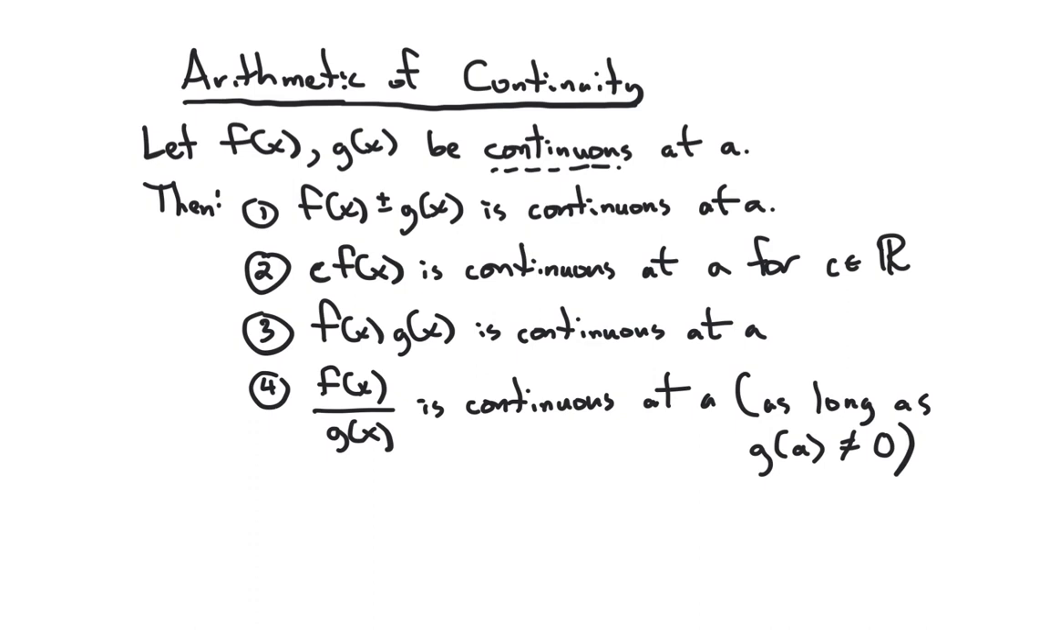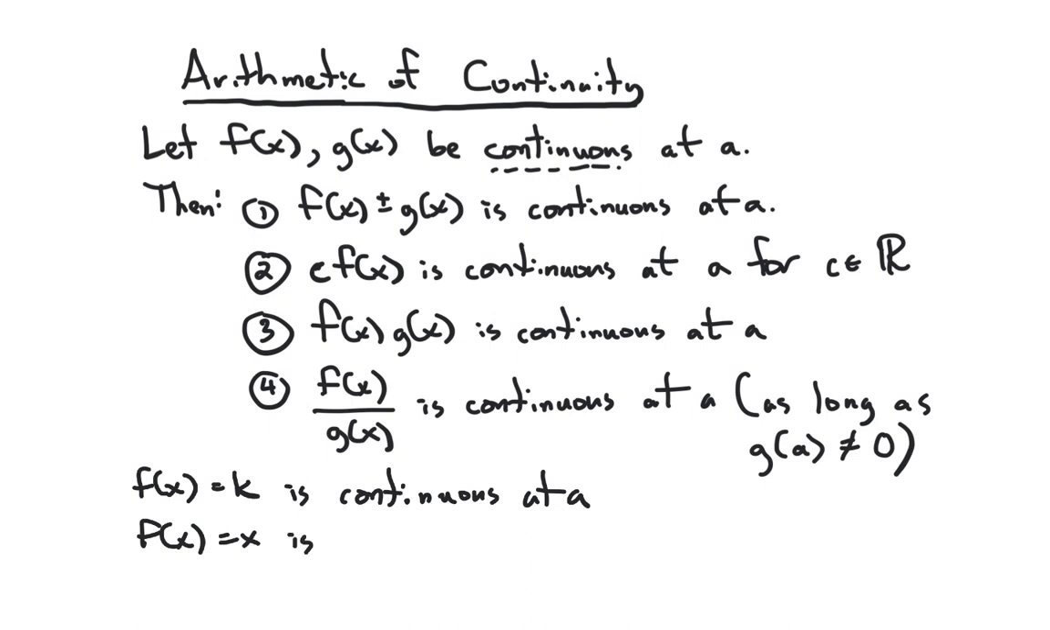And in fact, it's pretty easy to see that a constant function, let's call that constant function k, so f of x equals k, is always continuous. So it's continuous at A. And so is f of x equals x. That's, of course, also continuous. That's just a straight line diagonally.